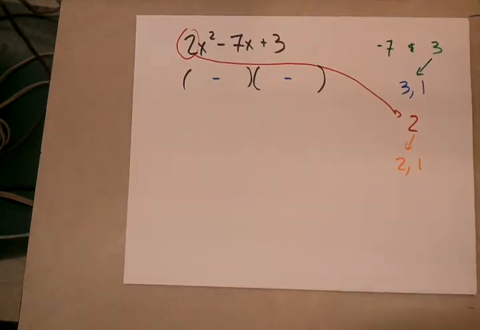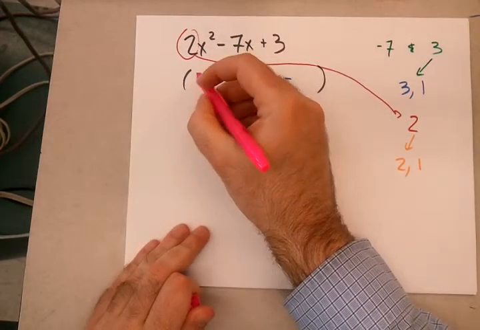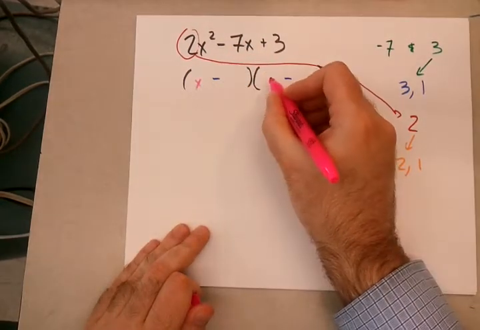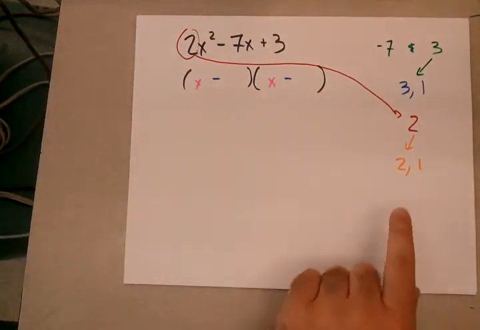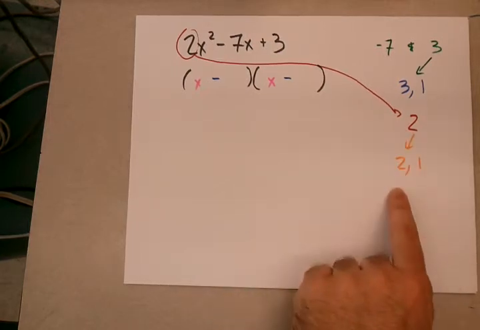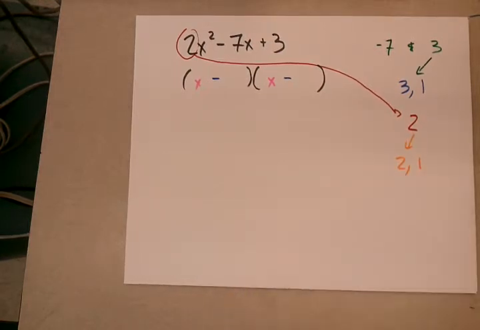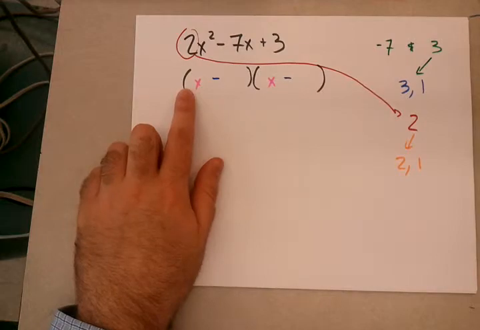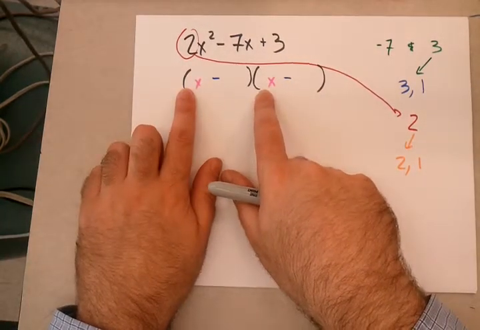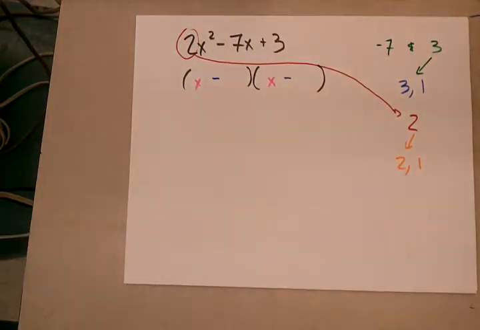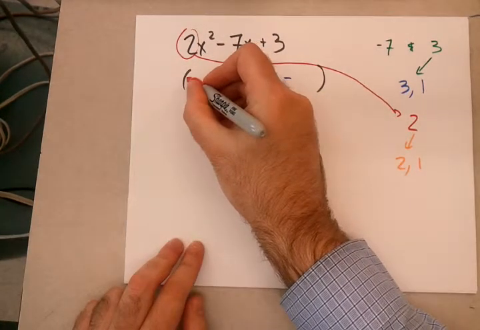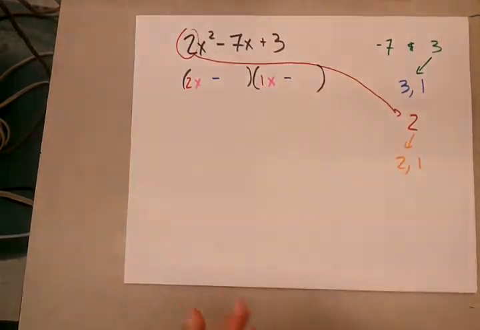Then I'm going to write my two x's. I'm going to write an x here, and an x here. That comes from this x squared. Now we need to account for that 2. This 2 is made up of 2 and 1, 2 times 1. So the 2 has to go here and the 1 has to go here, or in the reverse. The 1 goes here and the 2 goes here. We don't know which way, so it's going to be a bit of trial and error. I'm going to write the 2 here and the 1 here.